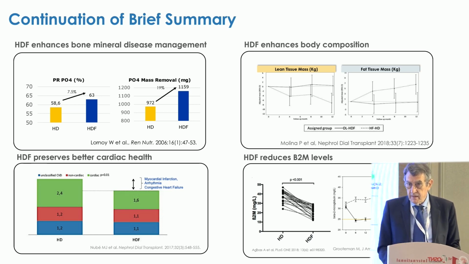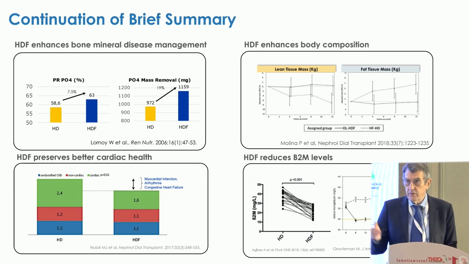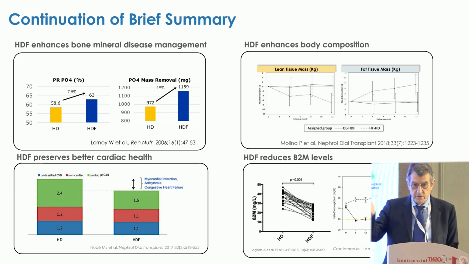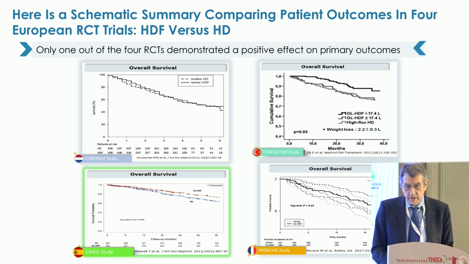Preserve the cardiac health, I mentioned. Reduce beta-2M level. This is clear. Of the studies, I just selected two, but this is clear. As soon as you move from hemodialysis to hemodiafiltration, you can see the reduction of the beta-2M.